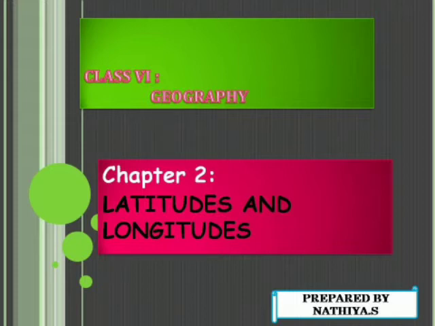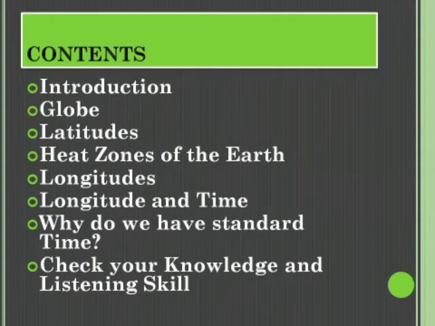For example, nowadays we are using Google Maps, the GPS system. In that we can find out easily where our house is located on the earth. So all these things work based on latitudes and longitudes that we are going to see in this chapter. See, these are all the contents we are going to see.